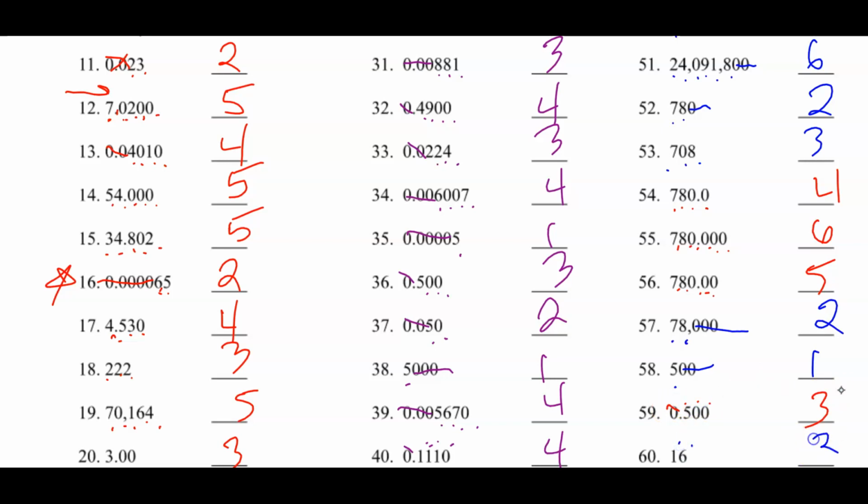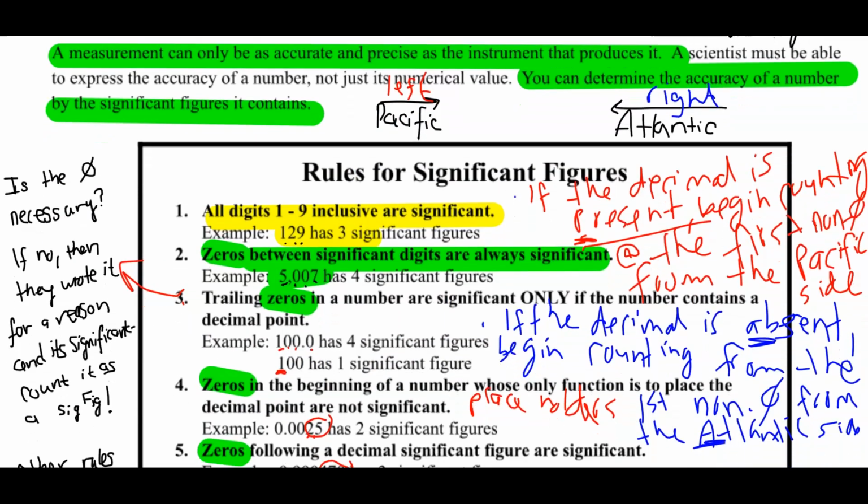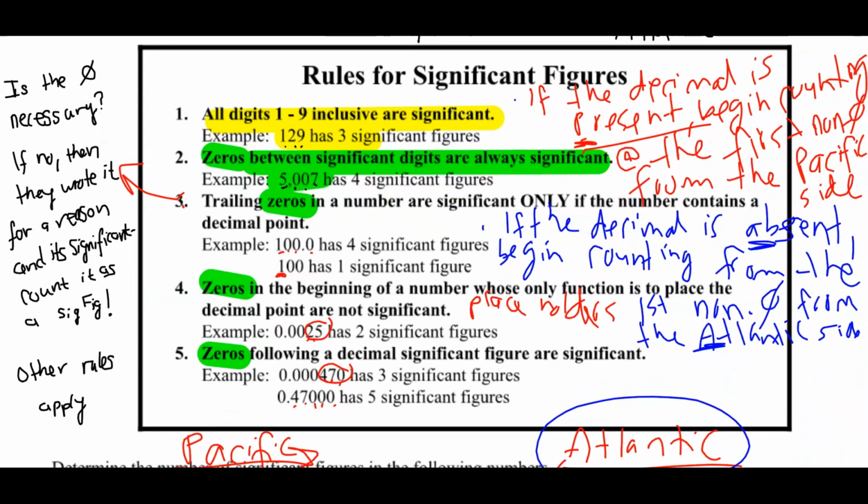Okay, so take some time. Go through these. If you're not sure about one, try and do some more research. Go back to your rules and look at how they apply. Try the Pacific and Atlantic poem. I don't care which way you use to figure out your sig figs, you'll get the same answers each time.